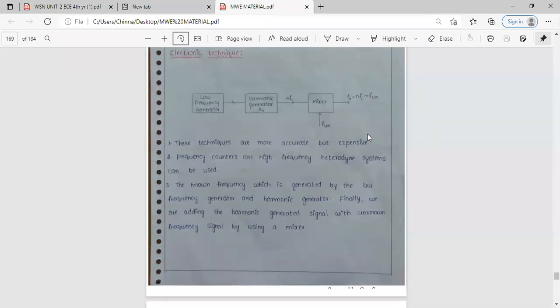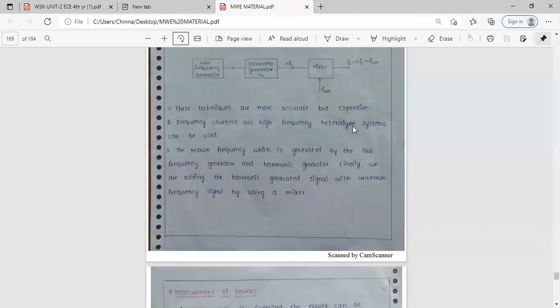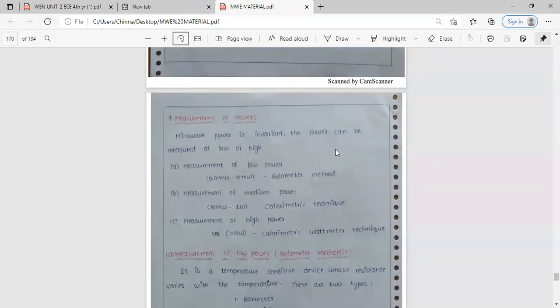So a frequency counter or a high frequency heterodyne system can be used here. The frequency counter will be used here, and the known frequency is generated by the low frequency generator and harmonic generator. Finally, we are adding the harmonic generator output with the unknown frequency by using the mixer. So when we identify the unknown frequency, finally F naught is equal to nFc minus the unknown frequency. That is the main functionality of the particular representation.